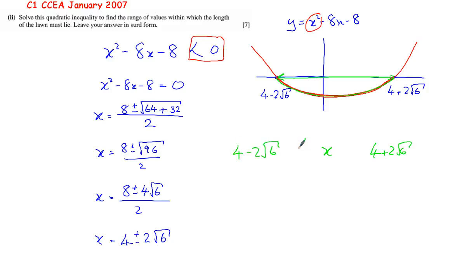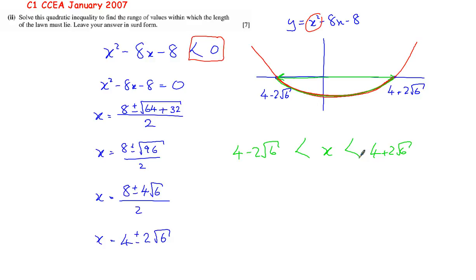Now I just need to be careful. I'm going to put my inequality in. We are strictly less than, so I can't put an equals part on either of these. So I get my final, or I need to just check it, but it looks like my final one: 4 minus 2 root 6 is less than x, which is less than 4 plus 2 root 6.